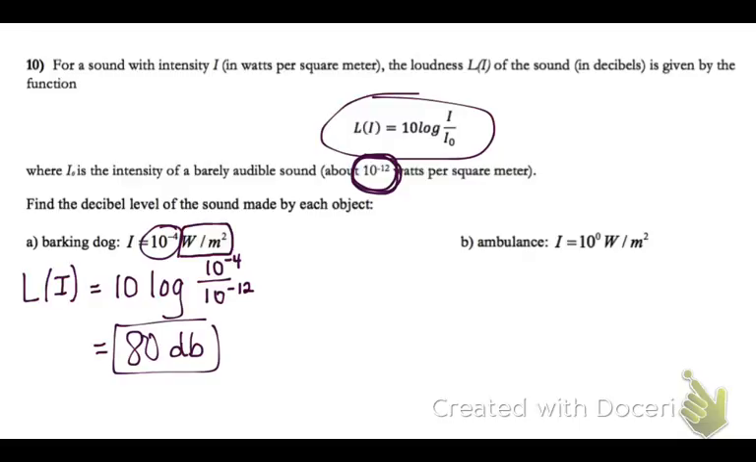Next, we have an ambulance. Same idea. You're going to plug 10 to the negative 12 in for I sub naught and 10 to the 0 in for I.